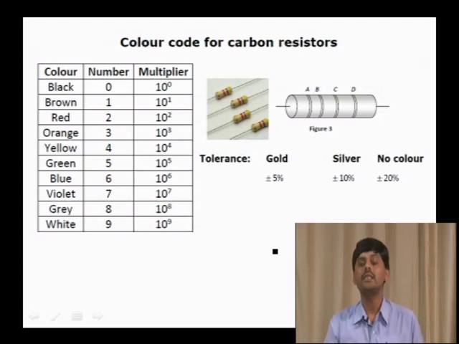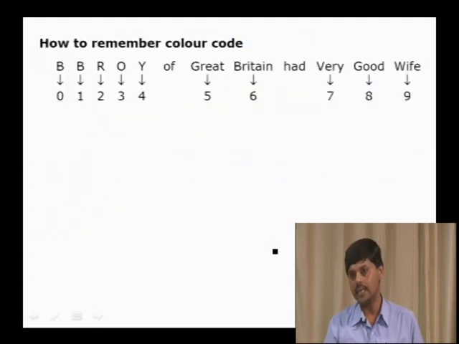How do you remember this list of colors? We have one sentence for that: B.B. Roy of Great Britain had a very good wife. This is the sentence to remember all the colors. The first color is black 0, brown 1, red 2, orange 3, yellow 4, green 5, blue 6, violet 7, grey 8, white 9. Like that, we remember the colors. We can easily calculate the color code for any resistor.